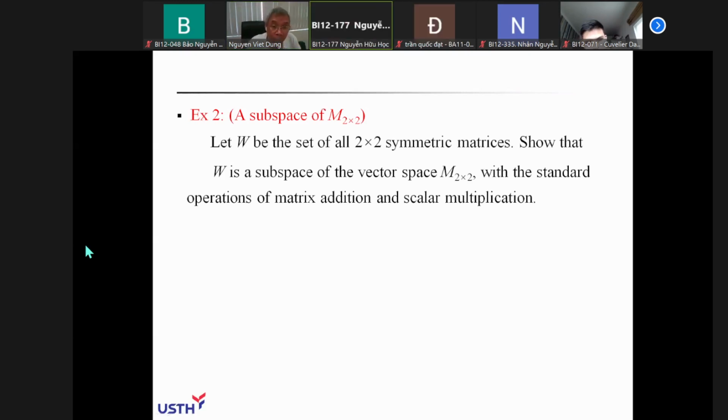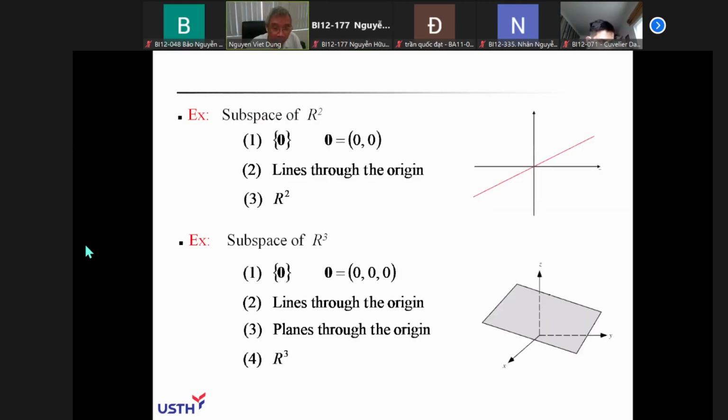Next, we verify. Teacher, can I ask why it must go through the origin? Please ask me. Why do we have to set the condition that the line or the plane has to go through the origin? I think I can explain to you in the break. When we take the short break, I will tell you. Or otherwise, I prefer to give it to you as homework. You can think about that.